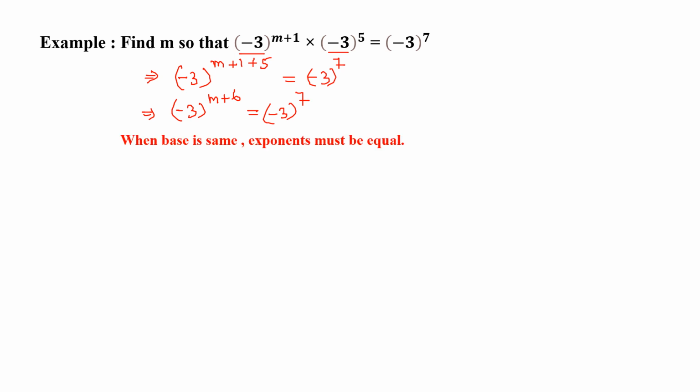Okay, and then you can see here base is same on both the sides, isn't it? Both LHS and RHS have the same base. So exponent also should be equal. So from here I can write m plus 6 will be equal to 7. And then you have to solve and get the value of m. So m is 7 minus 6, which will give you the value as 1. So your value for m is 1.